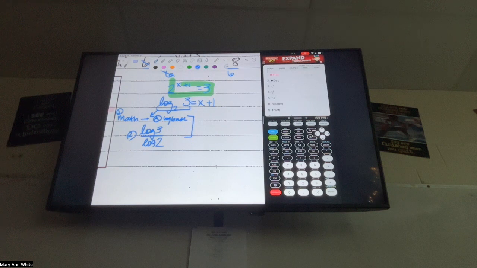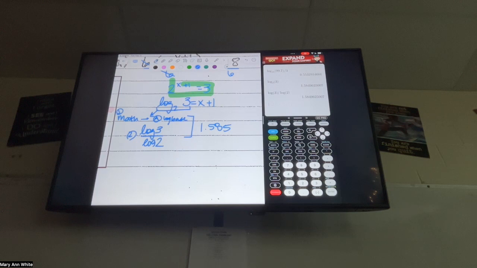I've got math. And I come all the way down here to log base. I have log base 2 of 3. Okay. Or again, you can do log of 3 divided by log of 2. And either way, I get 1.585. We're gonna round to 4 decimal places.